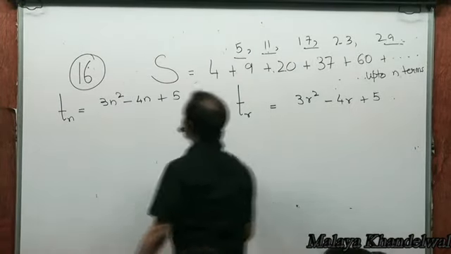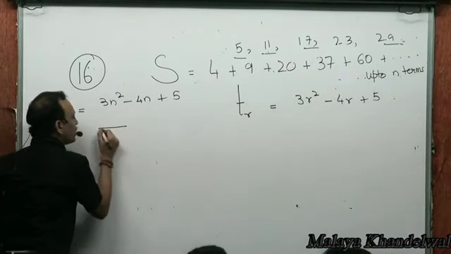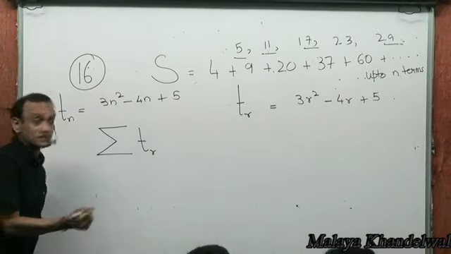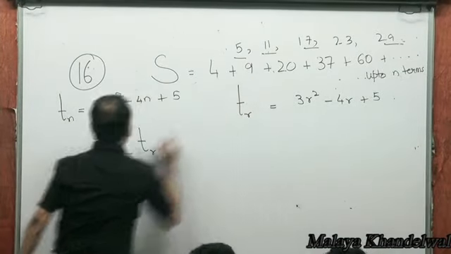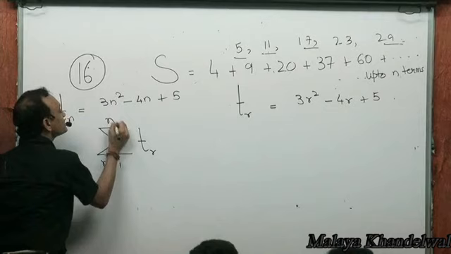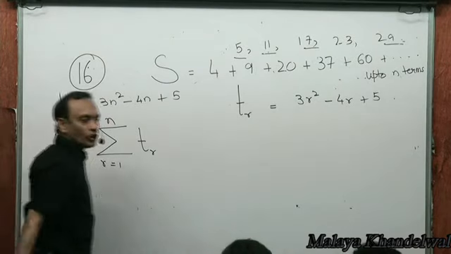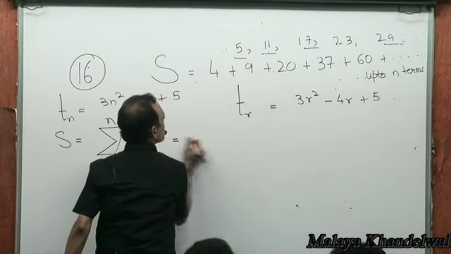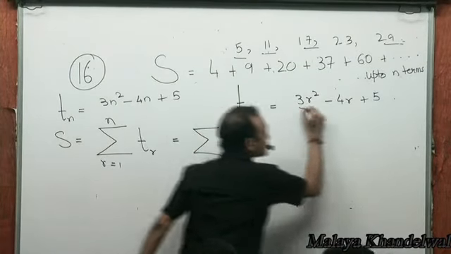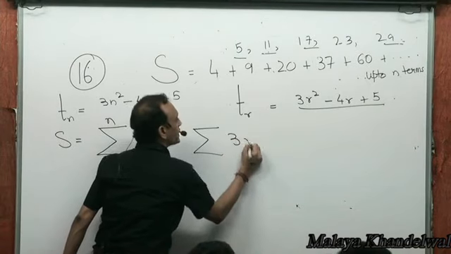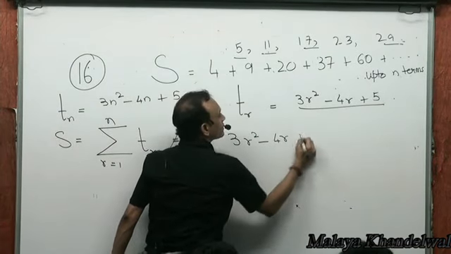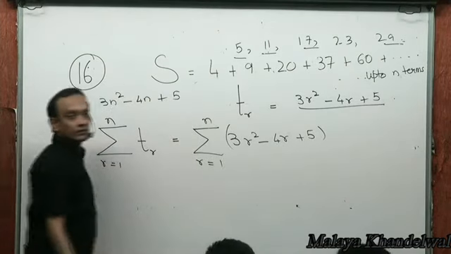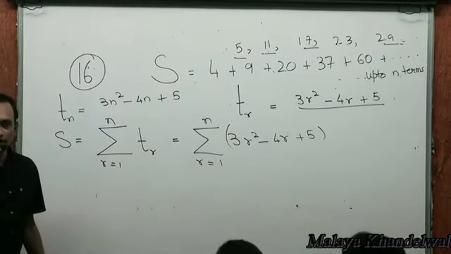What we need is the summation of all the Trs. We need the summation of all the Trs. These are my Trs, T1, T2. r varies from 1 to n. This is the required sum S. Summation of all the Trs, r equal to 1 to n, right? Which in principle is the summation of 3r squared minus 4r plus 5, r equal to 1 to n. This is what we are seeking to find.